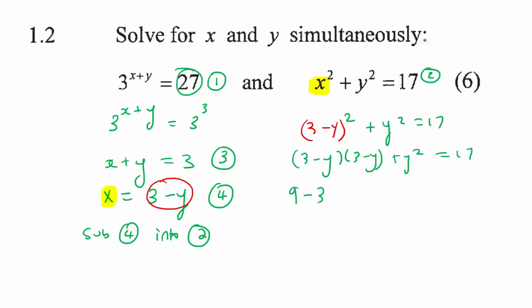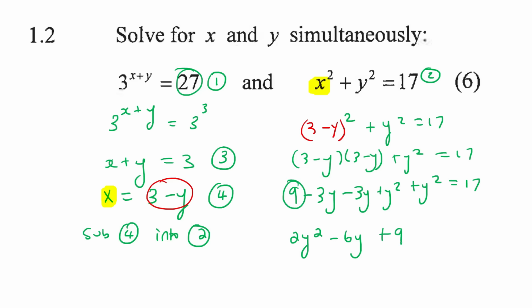And so that's going to give 9, take away 3y, take away 3y, plus y squared equals 17. Now I'm just going to bring everything over to the one side. Simplify a little bit, so this y squared plus this y squared becomes 2y squared, and then this take away 3y becomes negative 6y.